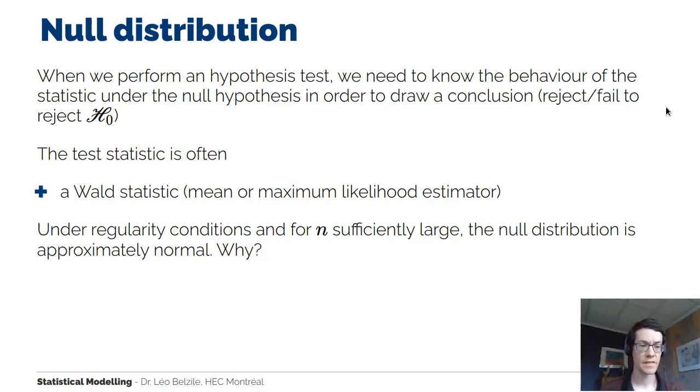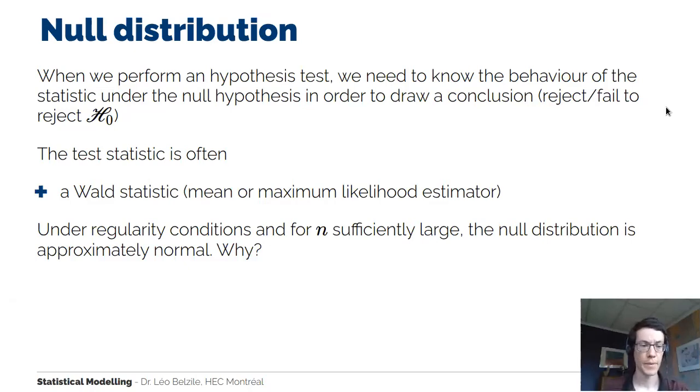And that test statistic, so in the previous video, we were considering a one sample t-test, which is a scaled average. And oftentimes this test statistic will be a Wald statistic. So either it's going to be a mean or it's going to be a maximum likelihood estimator, and the central limit theorem would also apply to that particular case.